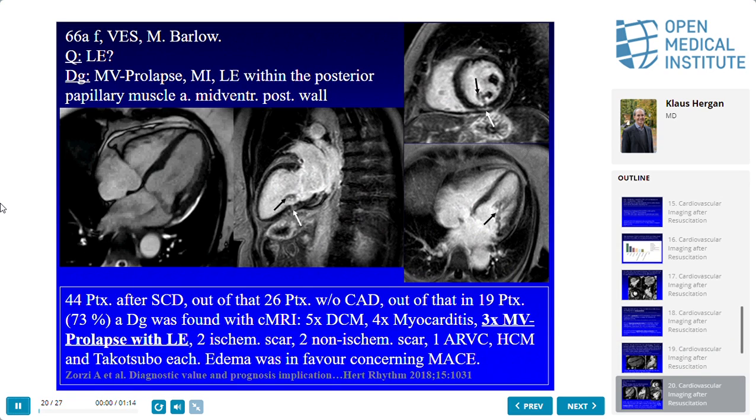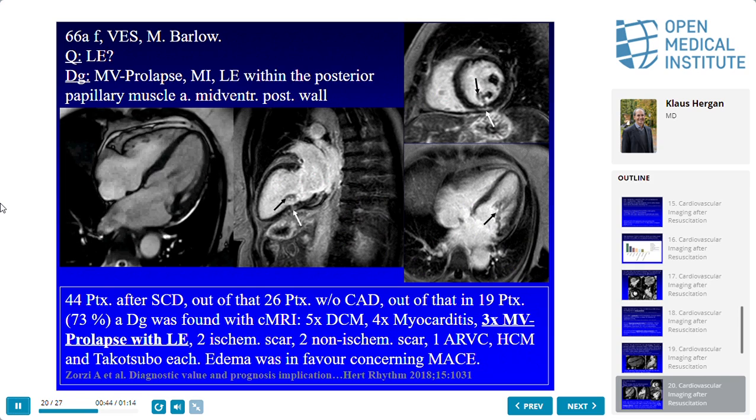In another study from Zorzi, this is interesting, these publications are coming from Padua in Italy. They are very interested in working up those problems with mitral valve complications. They found in this patient group 44 patients. From these, around 3 patients, around 10%, had a prolapse with late enhancement. They had other causes too, but almost 10% of these patients have a problem with the mitral valve.